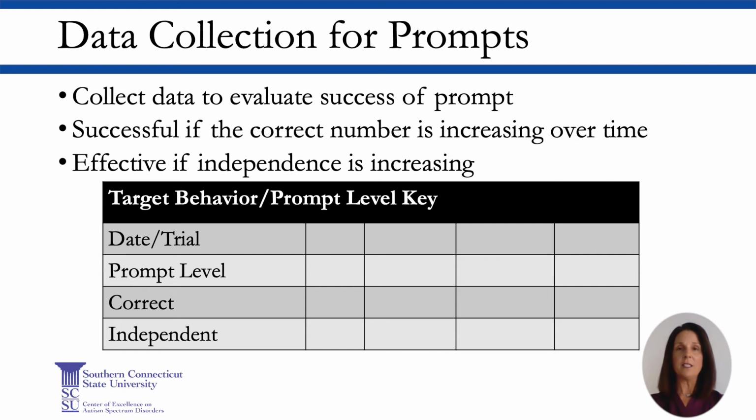So if you take a look at this data collection sheet, you would include the target behavior, such as washing hands, and decide on what prompts you're going to use. Are you going to use physical, gestural? You decide which different prompts you'll use. And then you will have the date or the number of the trial. You'll write down the prompt level and then the correct and independent numbers.